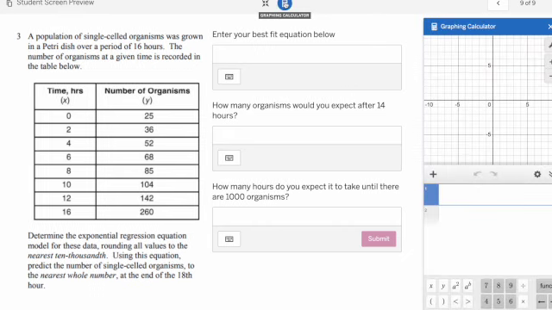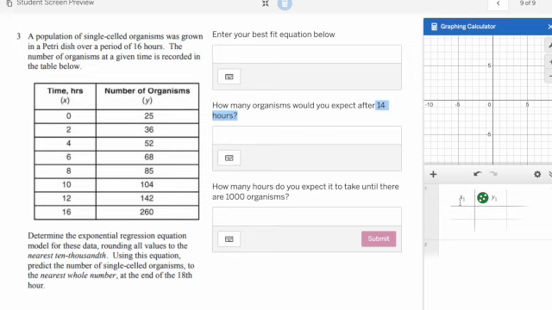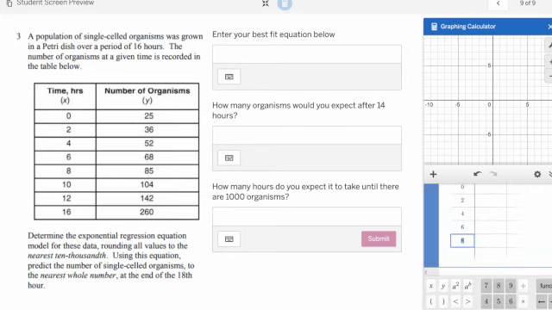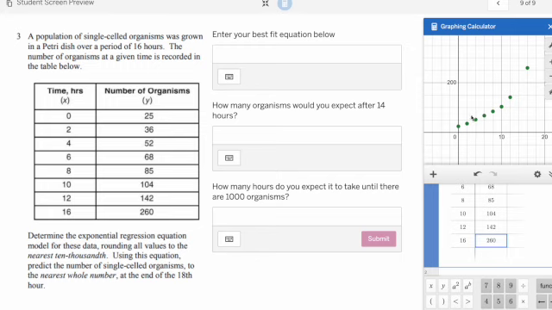Let's make our table. And I need to be careful here. If you notice, it's counting by twos, except it skips over 14. That's because we're going to be calculating a prediction at 14 hours. So I've got to make sure I skip over 14. Press my magnifying glass. There's my exponential growth curve. It's growing slowly and then quickly.